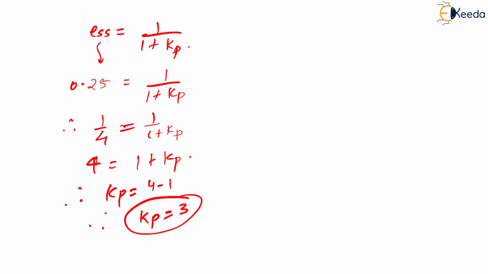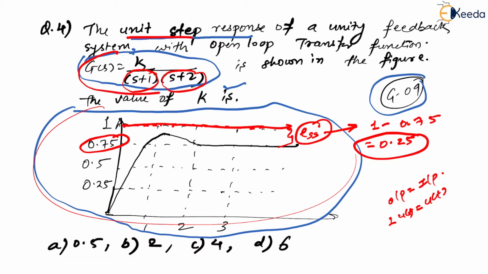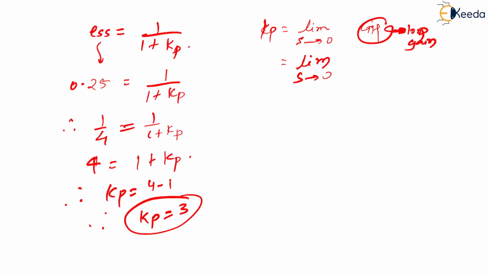Is that correct? But do you want Kp? No. We want K, right? So what will I do now? Let us use the formula for Kp. What is that Kp formula? Kp is nothing but the limit as s tends to 0 of G H. Here we have the loop gain, or the open loop transfer function, and the open loop transfer function is already available here. So it is K upon s plus 1 into s plus 2. So let me replace that here: K upon s plus 1 into s plus 2.